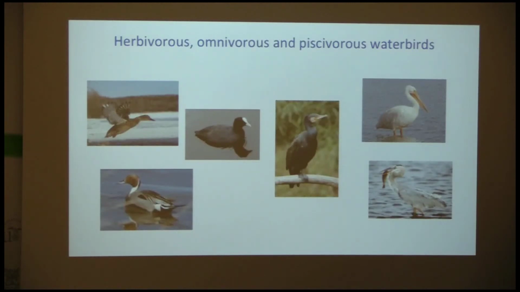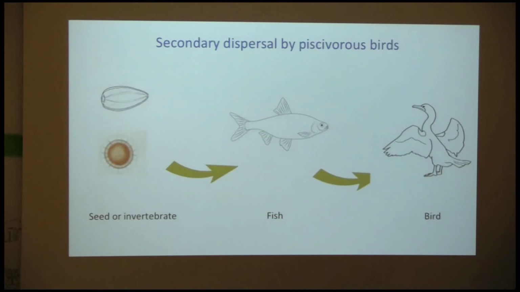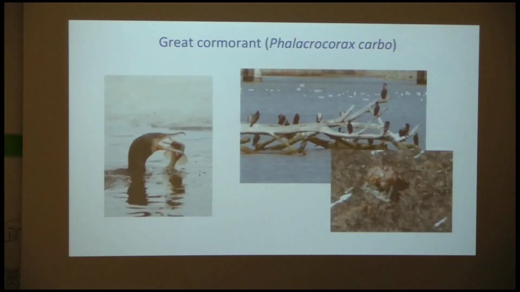So in a project with Andy, we tested a very old hypothesis that there may be some secondary dispersal by birds as well, so that piscivorous birds, fish-eating birds, would also be involved in transport, with the idea that seeds or invertebrates would be ingested by fish, which we know occurs, they just forage on this, but then in turn the fish may be ingested by a piscivorous bird. So we sampled cormorants. Cormorants eat a lot of fish during the day, and then they fly to roosting sites on dead trees on the sides of ponds.